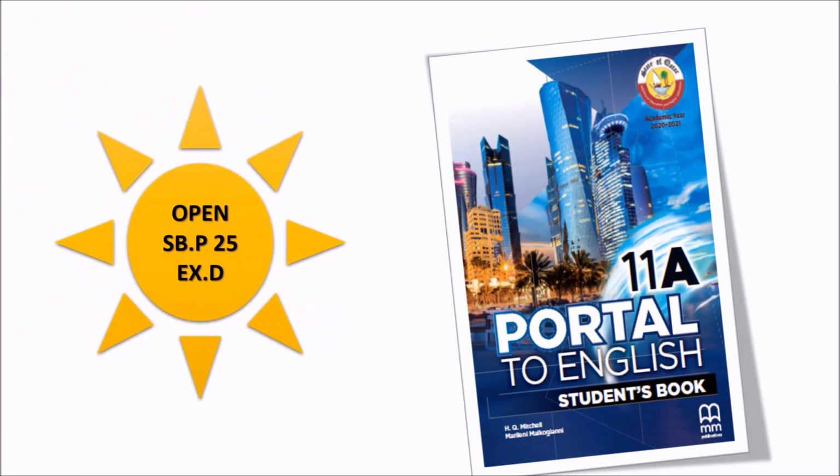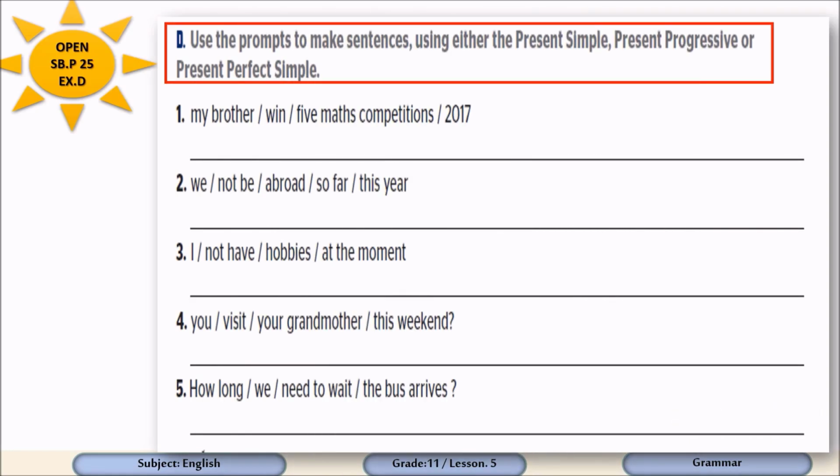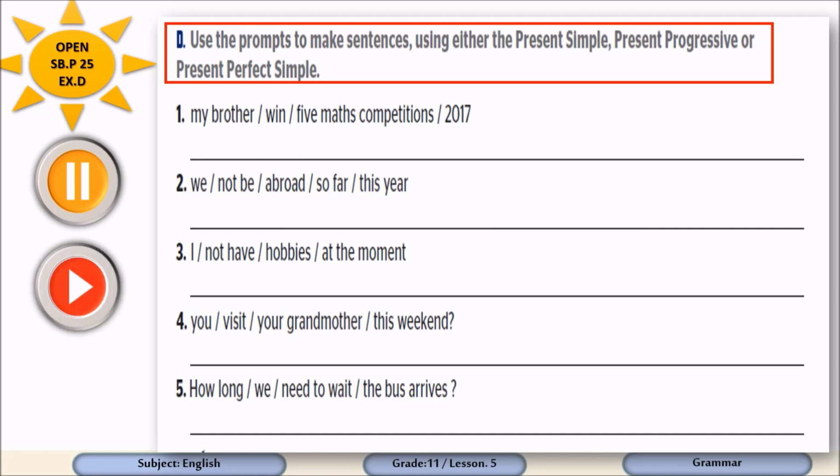Now please open a student book, page 25, exercise D. Use the prompts to make sentences using either the present simple, present progressive, or the present perfect simple tense. Dear students, please pause the video for some time, go through the sentences 1 to 5, then use the correct tense. After that, get your answers ready, then play the video again in order to check your answers. Let's go. Okay, now it's time to check the answers.